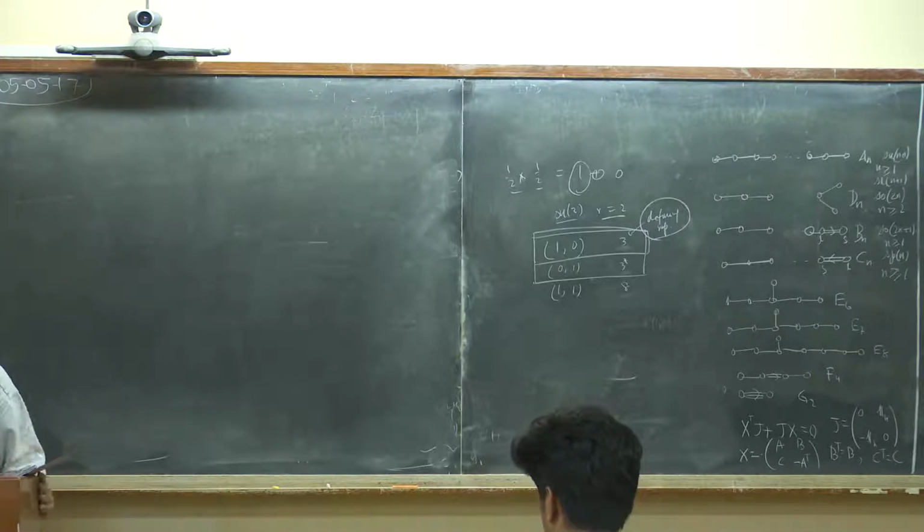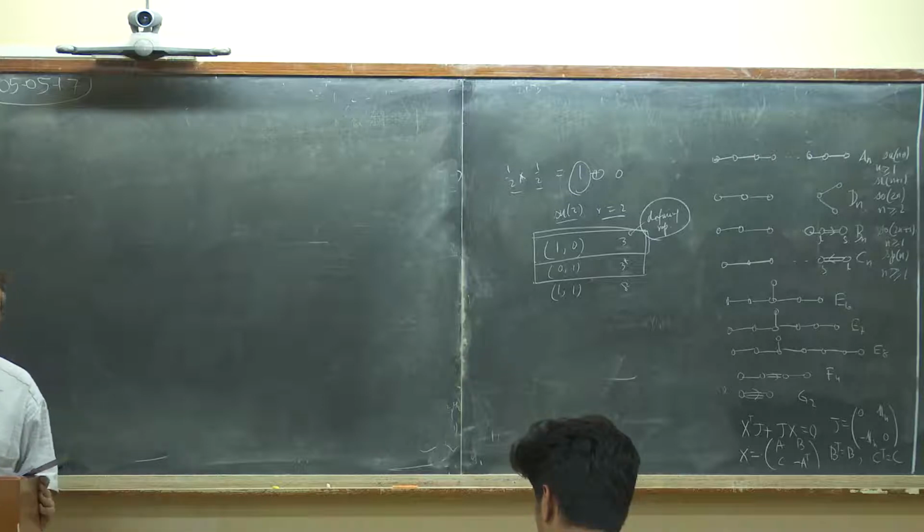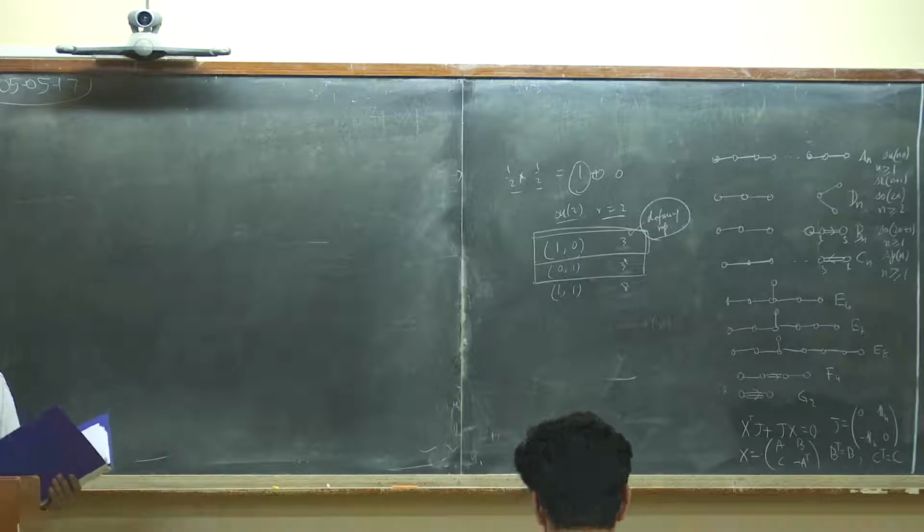Let me try to remember. It is probably a real representation. I think it's probably not a complex representation, but I'll verify it next time. I think it's a real representation, but can't be completely sure. Whether you call the 0, 0, 1 real and then 1, 0, 0 will be your complex, I mean, this is just a convention.